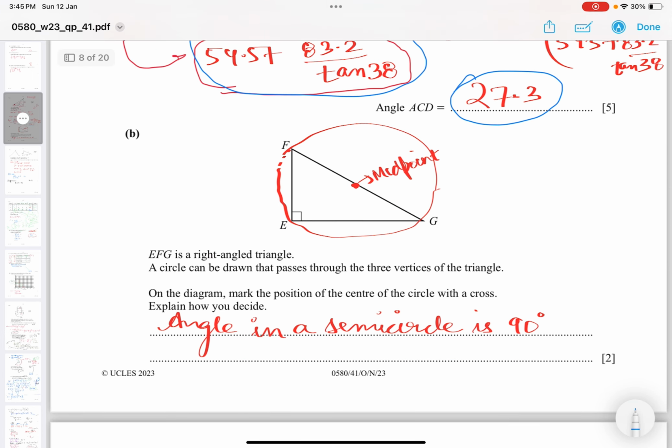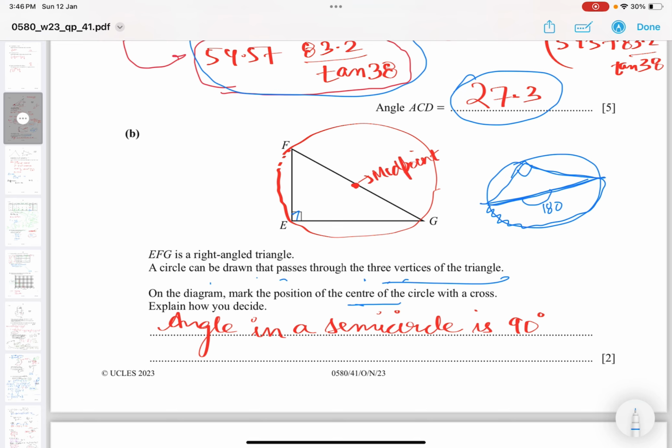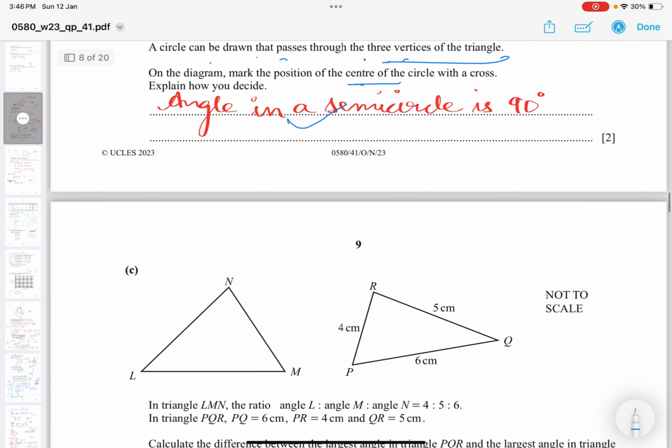Now, EFG is a right angle triangle. A circle can be drawn passing through three vertices of the triangle. Explain, mark the position of the center of the circle. Now see, the angle is 90 and all of us know that the angle in a semicircle is 90, because the diameter is a straight line, which is 180, and the arc makes half of that at the circumference. So half of 180 is 90 degrees. Yes or no? So the midpoint of this line FG would be the center, and we can draw a circle like this because the angle in a semicircle is 90.